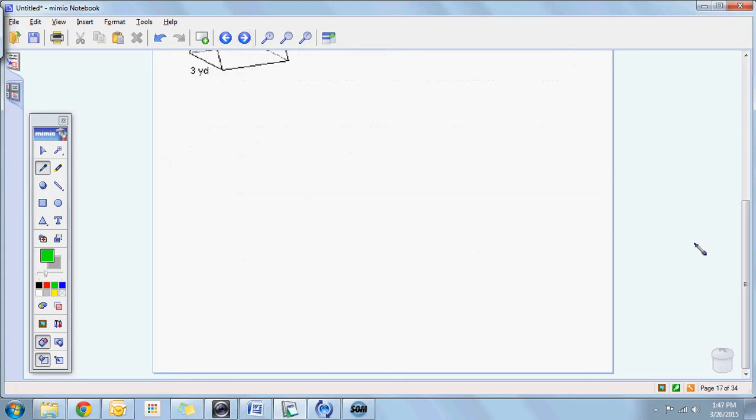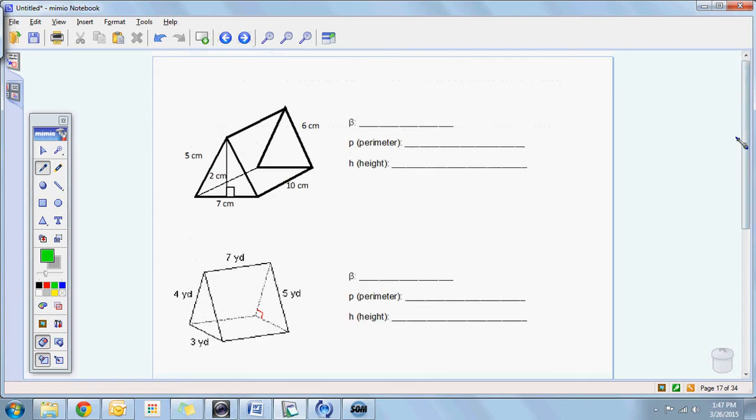Okay, so now we're going to jump to triangular prisms. And it's the same formula as rectangular prisms. 2 times the base area plus perimeter times height, except this time your bases are going to be triangles. Okay? So the shape that you must shade must be a triangle. Okay? You cannot shade these rectangles because it's a triangular prism. That's what extends throughout the entire shape.